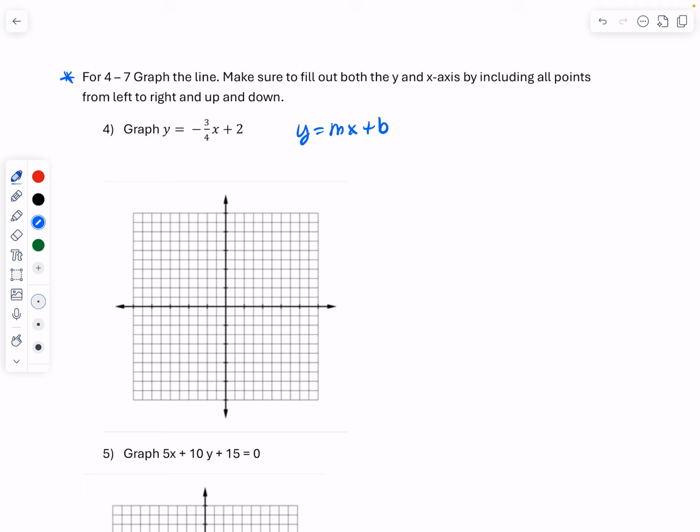Okay, so my first one that I'm graphing is in y equals mx plus b form, which makes it easy to graph. So the first thing I'm going to do is graph b. B is the y-intercept. So if b equals 2, that point is (0, 2). And then the second thing I'm going to do is use the slope to find the second point.